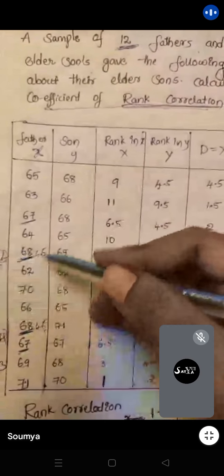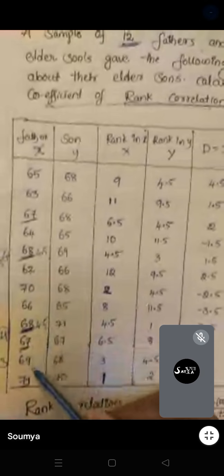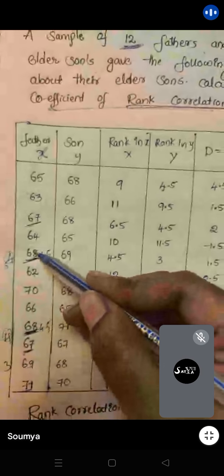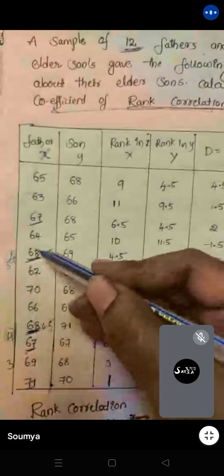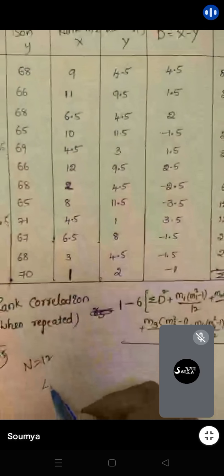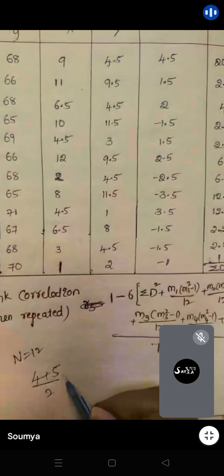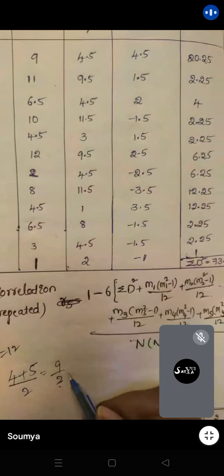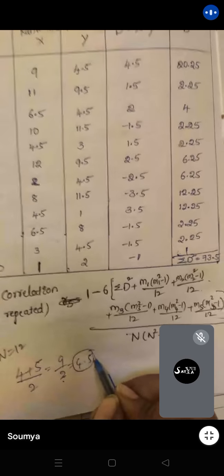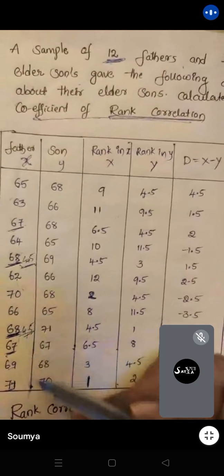But why am I considering this? Because it is the numbering after 1, 2, 3, 4, 5. So you have to consider 4th and 5th rank. You have to take the sum of this and divide it by 2. You will get rank of 4.5. You have to give 4.5 to both of these.